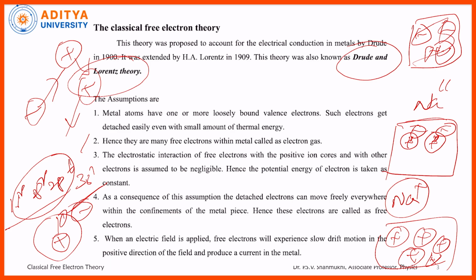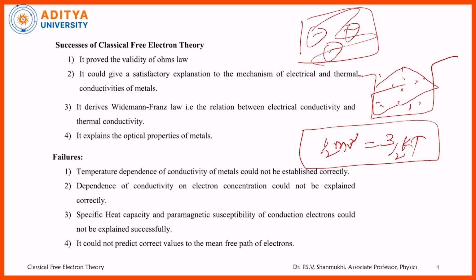What are the assumptions we are taking? According to classical free electron theory, every metal contains a large number of valence electrons. Those valence electrons are not concerned with the individual atoms, they are concerned with the entire metal. They move randomly in different directions, they collide with positive ion cores, and they obey the kinetic theory of gases, they behave like gas molecules in a container. The average kinetic energy half mv square is equal to 3 by 2 kT. So these are the assumptions made in the classical free electron theory.